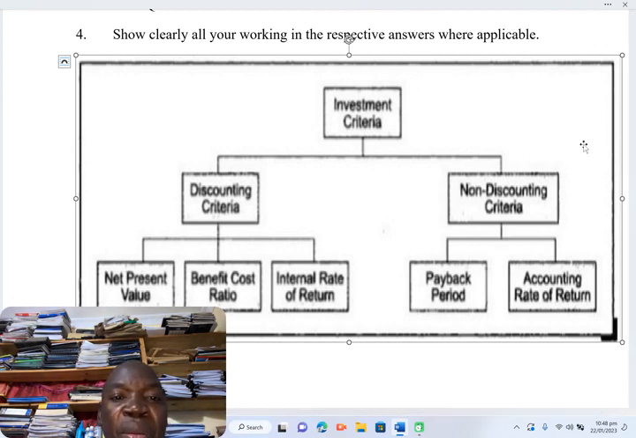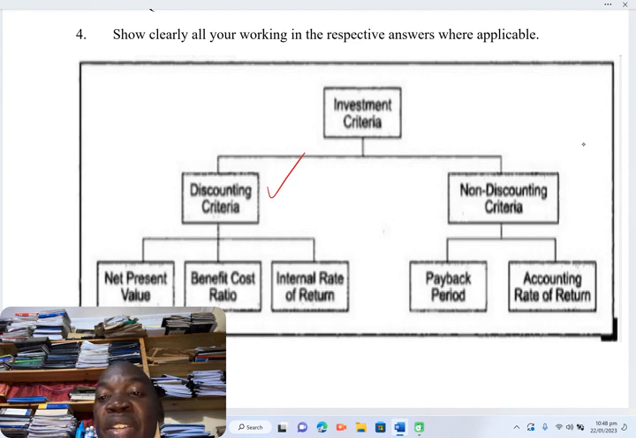These are classified into discounted criteria and non-discounted criteria. So we have 2 components. The discounted criteria include net present value, benefit cost ratio, and the internal rate of return. The non-discounting criteria methods include payback period and accounting rate of return.